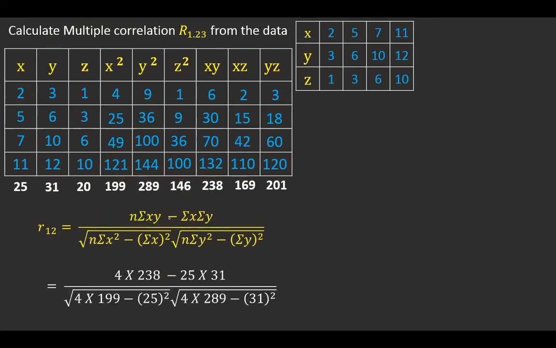So 4, 238. I'm getting it from here. I'm writing it here because it is sigma xy. Sigma x is 25. Sigma y is 31. So 25, 31. That is over. Then I'm coming for the denominator. Sigma x square is 199. I'm putting 199 as usual. With this is 4. Then 25 is sigma x the whole square. Then n is 4. This is 289, and I'm putting it, and then 31 whole square.